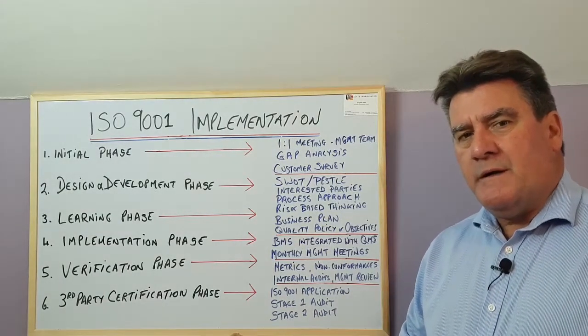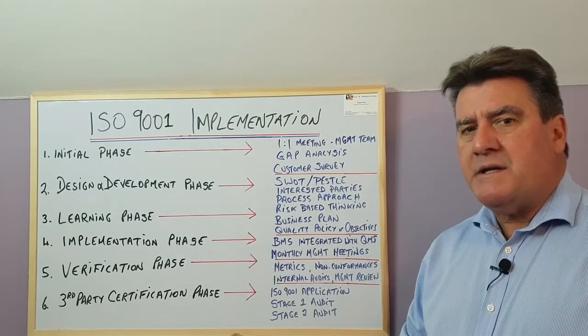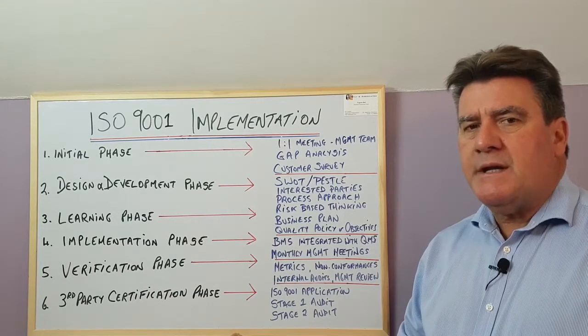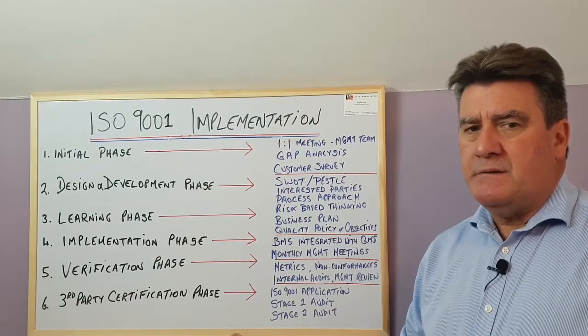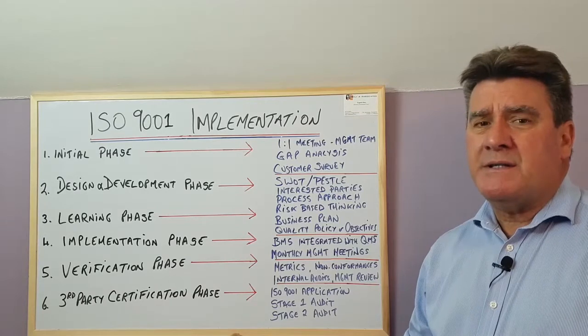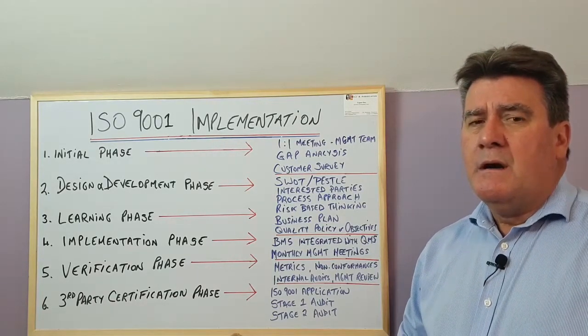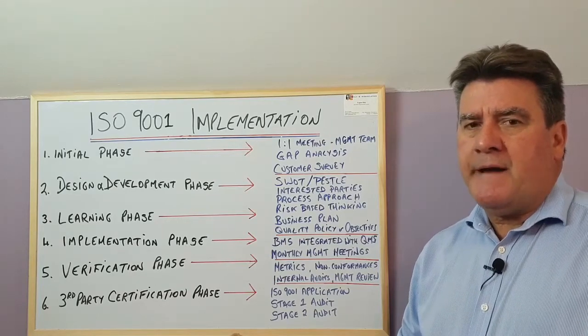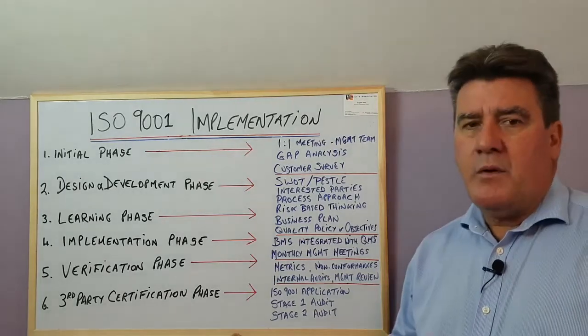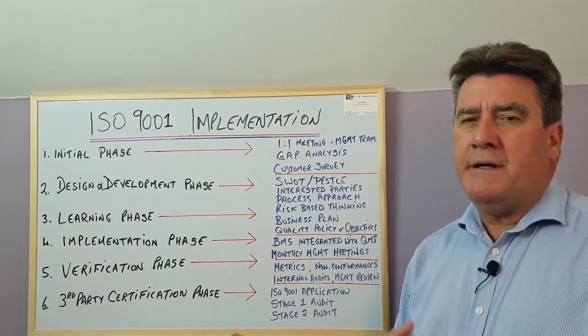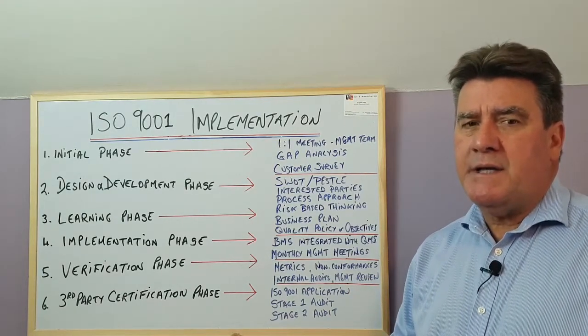Another requirement of ISO 9001 is that an organisation considers the needs and expectations of interested parties. Interested parties are stakeholders in an organisation, and a stakeholder can be defined as somebody or something that can affect or be affected by the organisation. We would help organisations to identify the interested parties and their needs and expectations.